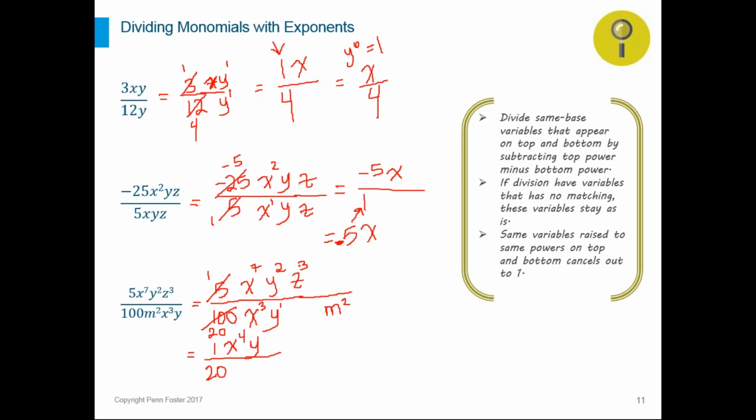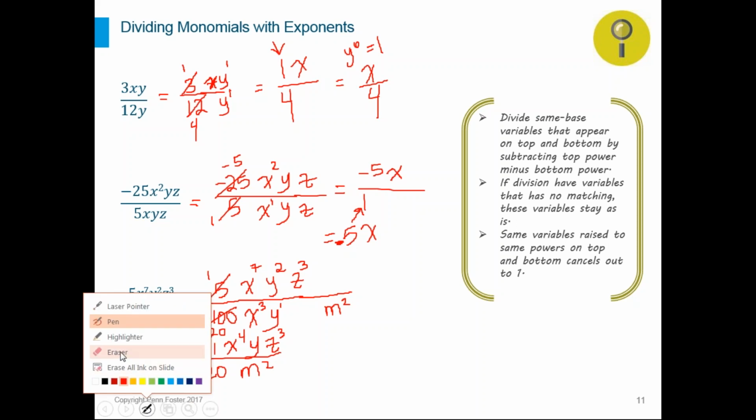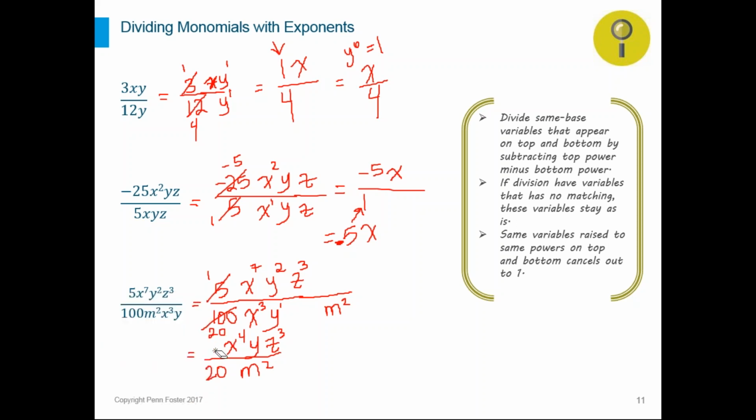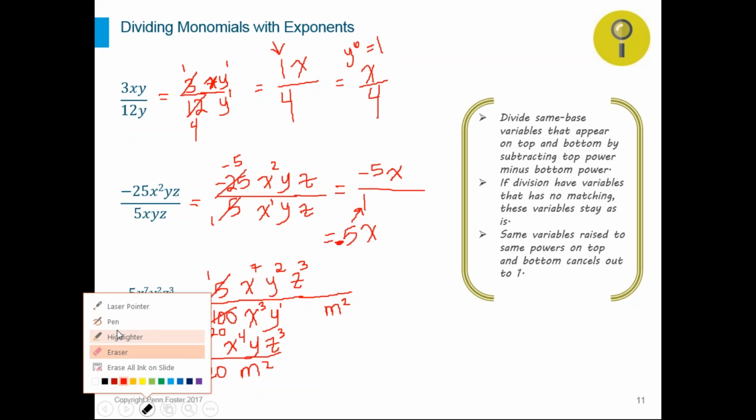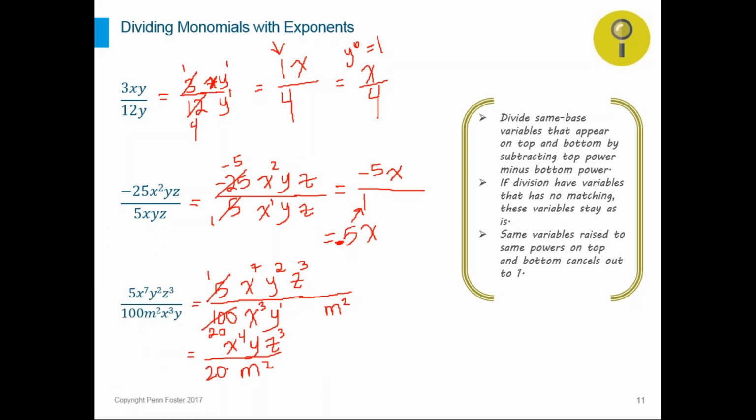So it's going to be y to the 1st or y. Z to the 3rd power doesn't have any matching. So it was on the top, it's going to go down as is on the top. M to the 2nd, no matching. It was on the bottom, then it's going to stay on the bottom. And this is your final answer. I'm going to delete the 1 in front of the x to the 4 because we do not write 1 in algebra. And that would be the final answer.